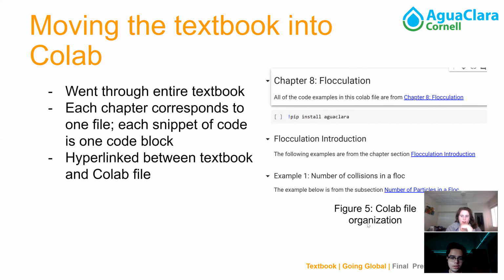So to get the content that's within the textbook into Google Colab, we split up the textbook between the two of us, and we went through the whole thing, and we copied each code snippet into Colab. We took advantage of Colab's ability to create sections and subsections to create a mirror of the textbook, where each file was a chapter, and then we sectioned and subsectioned the file the same way that the textbook is. And we also made sure to hyperlink back to the textbook.